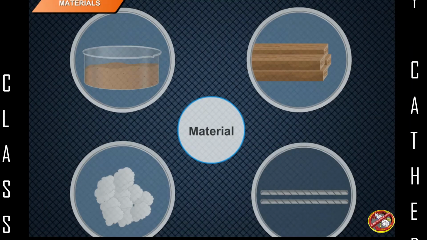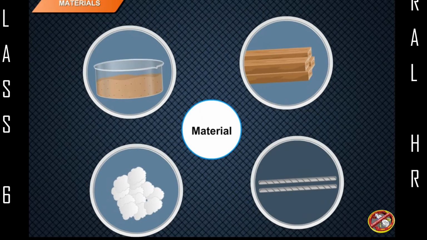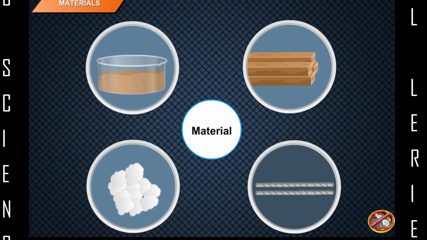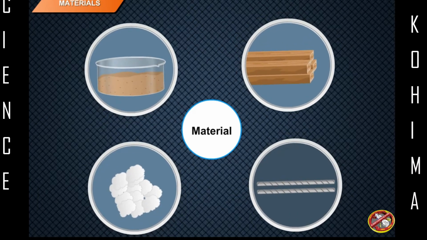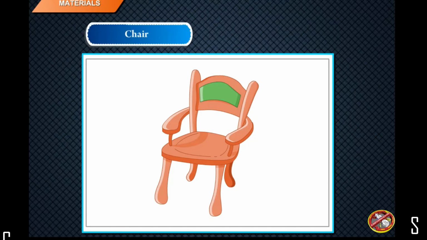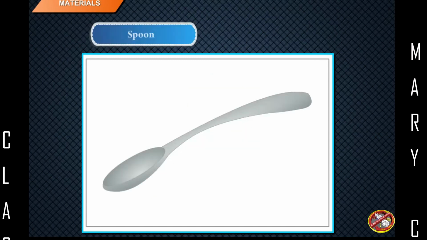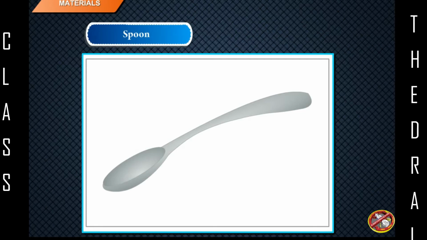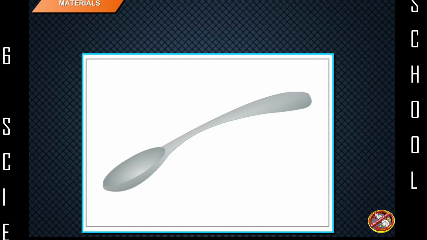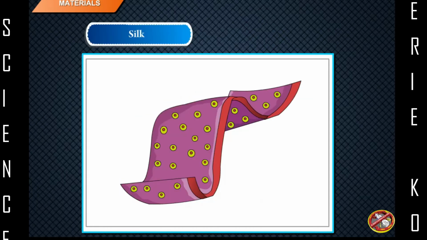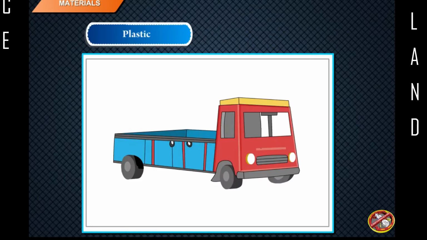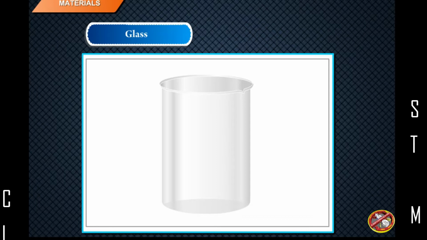Material. A substance or a thing which is used in the making of different objects is called material. All the objects are made of one or more kinds of material. For example, a chair is made of wood, so wood is a material. A spoon is made of steel, so steel is a material. Some more examples of materials are cotton, silk, coal, iron, plastic, and glass.